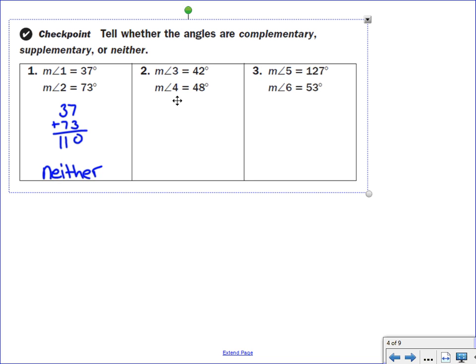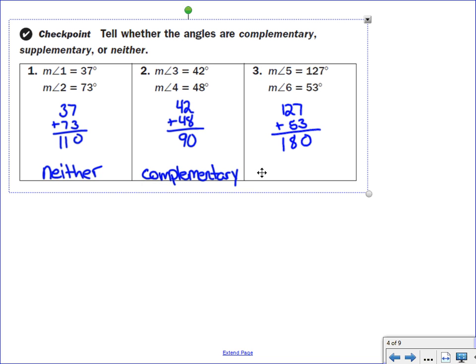Problem number 2. 42 degrees plus 48 degrees is 90 degrees. 90 degrees is complementary. Number 3, 127 plus 53 is 180 degrees. That makes these angles supplementary.